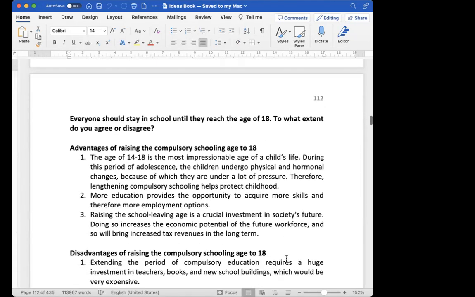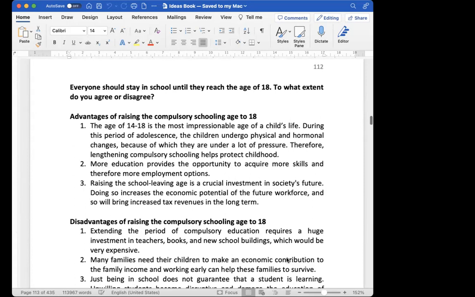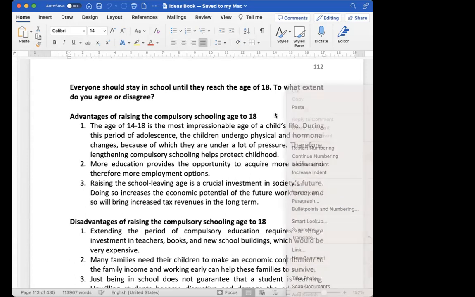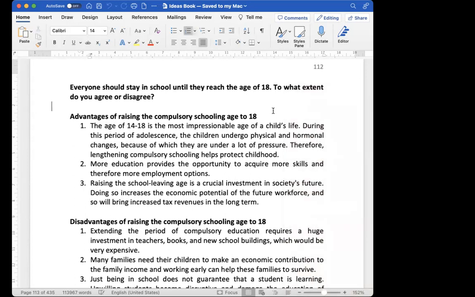Now, next essay is everyone should stay in school until they reach the age of 18. To what extent do you agree or disagree? Now, this is the essay on school leaving age. Normally, what is the school leaving age in your country? In our country, it is 16. Normally, it is 16. But in some countries, they have planned to increase the school leaving age to 18.